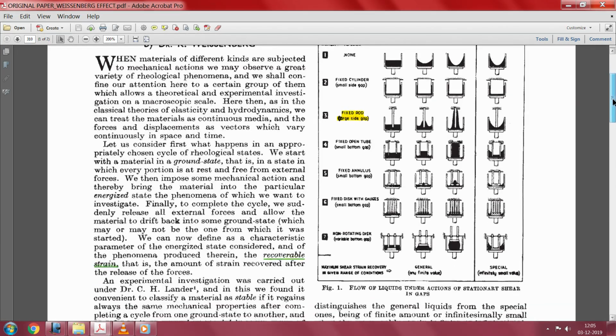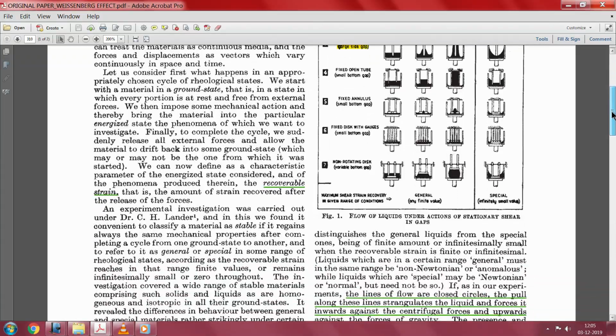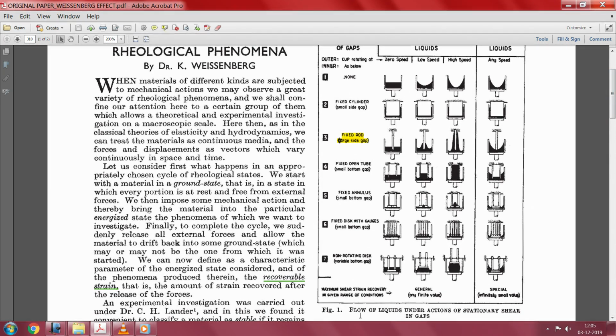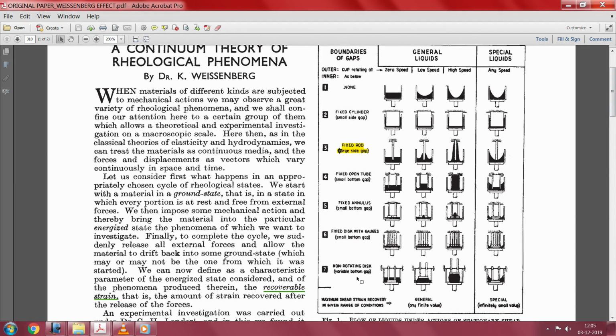And he goes on to discuss recoverable strains, etc. There are a couple of important things I would like to note, and it is this particular figure. Here he says flow of liquids under the actions of stationary shear in gaps. And he goes on to list many different types of experimental conditions. The one that is particularly valid for us is number 3, where we have this beaker and then we have this rod that is partially immersed into the fluid, and we would have this rod climbing effect.